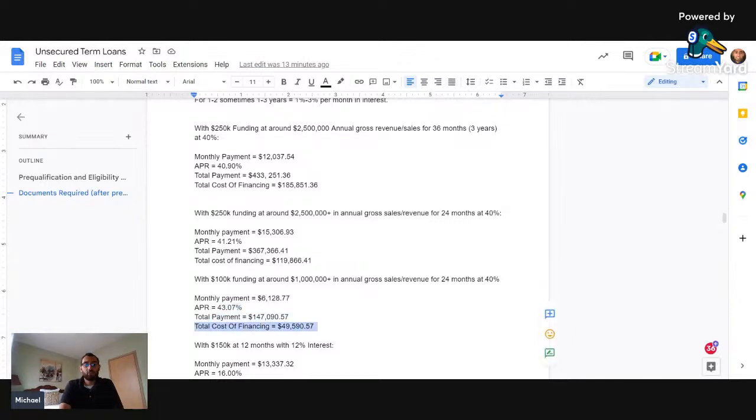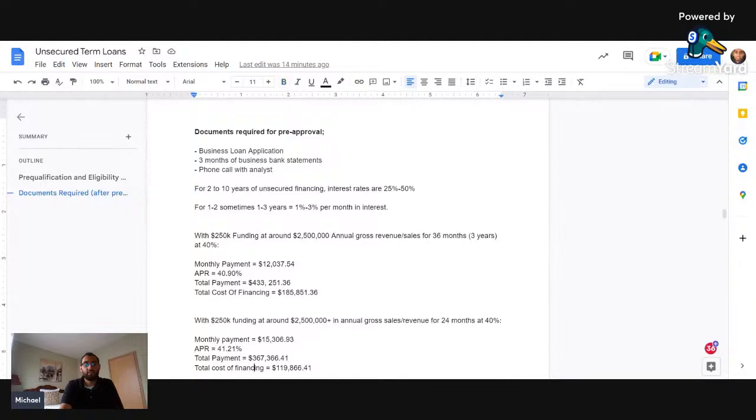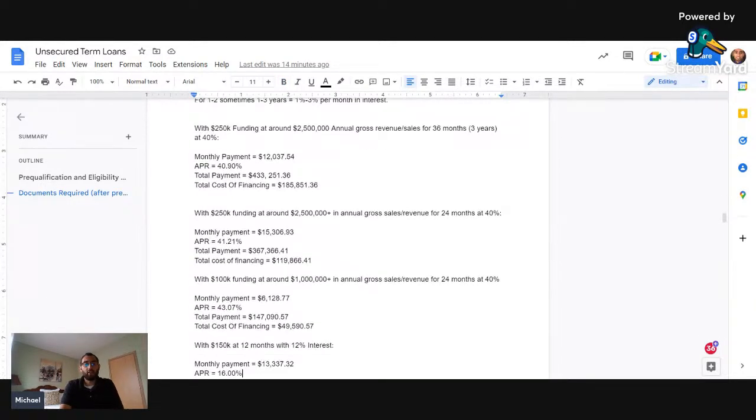And look at your total cost of financing. What a huge jump from 185 to 119. What did we have before? Oh, yeah, we were at 185, 119. And then now we're at 49,000. So it would behoove you, it would make more sense to pay off the debt as fast as possible, right? When you get one of these unsecured term loans. So why would you want to look for something that gives you 3-4+ years if you're going to get, usually even with lower interest in cases, a lot higher total cost of financing?